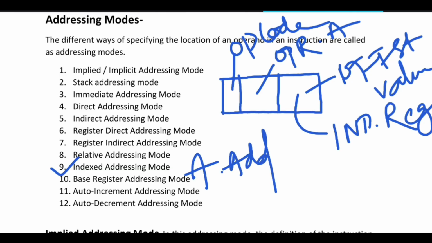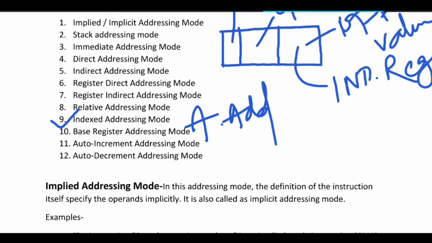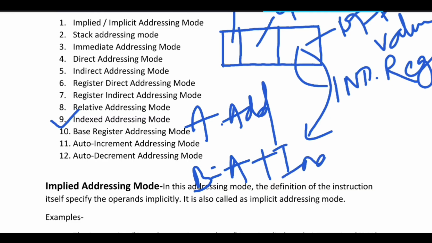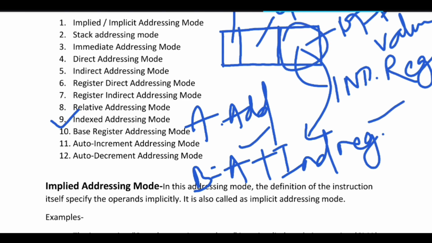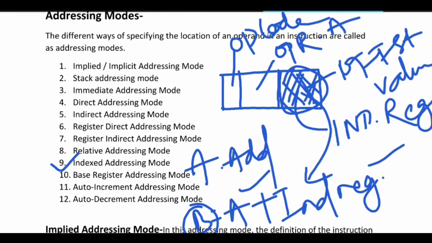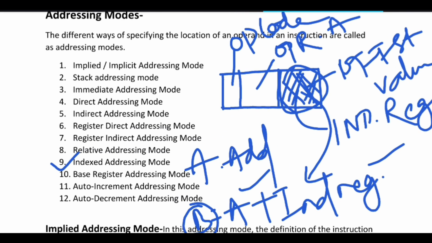How can we find it? We find b's address by a's address plus the offset value, the index register value. When we add a's address and the index register value, this is the index register value or offset value. Then we get the b variable, or the second operand value. This is indexed addressing mode.